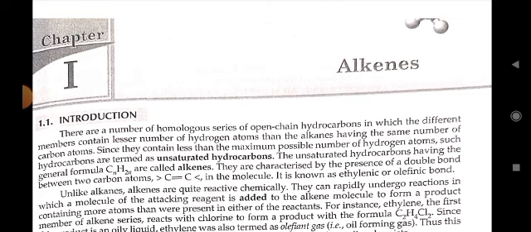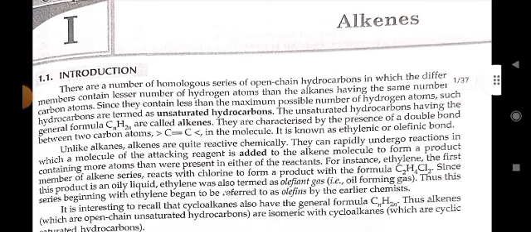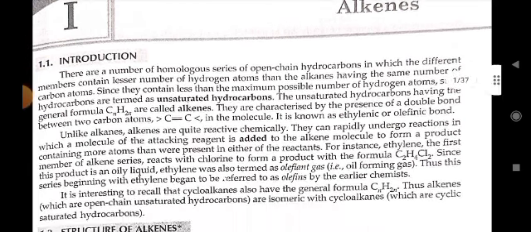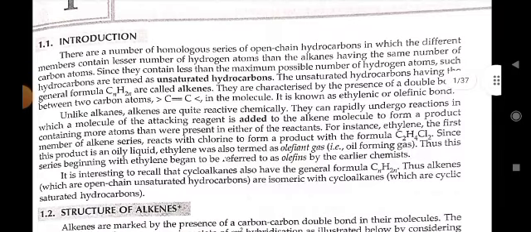The unsaturated hydrocarbons having the general formula CnH2n are called alkenes. They are characterized by the presence of a double bond between two carbon atoms in the molecule. It is known as ethylenic or olefinic bond. Unlike alkanes, alkenes are quite reactive chemically.